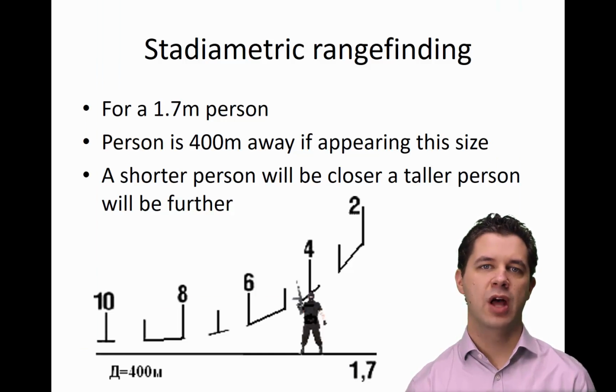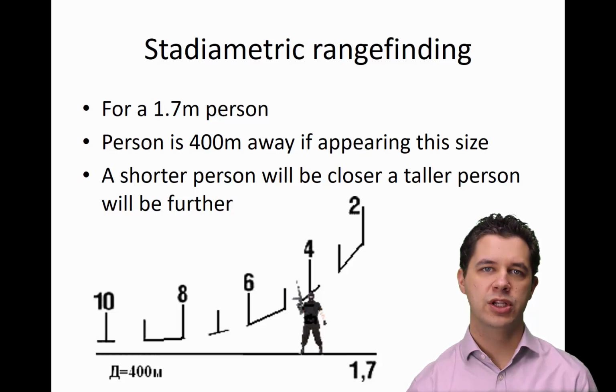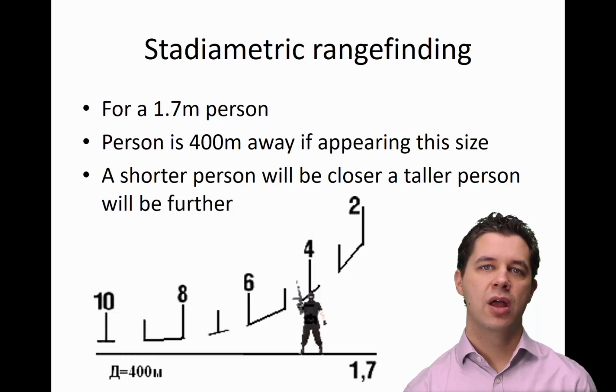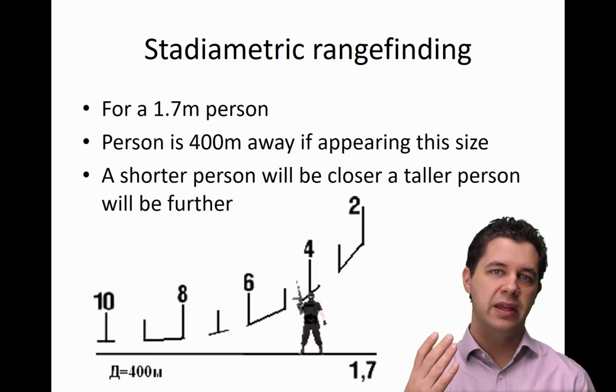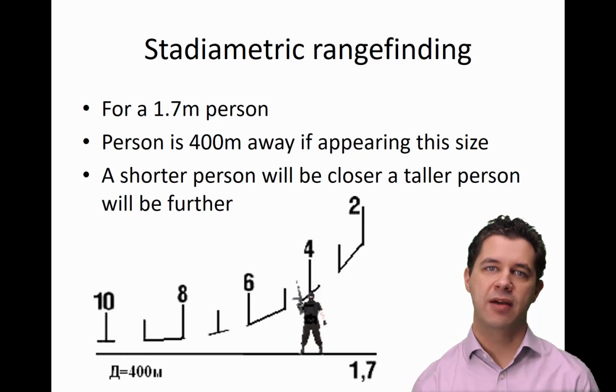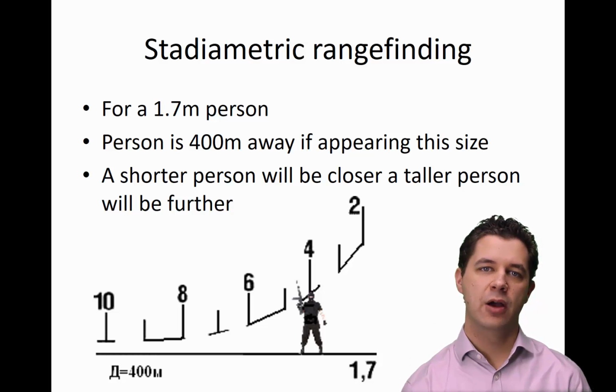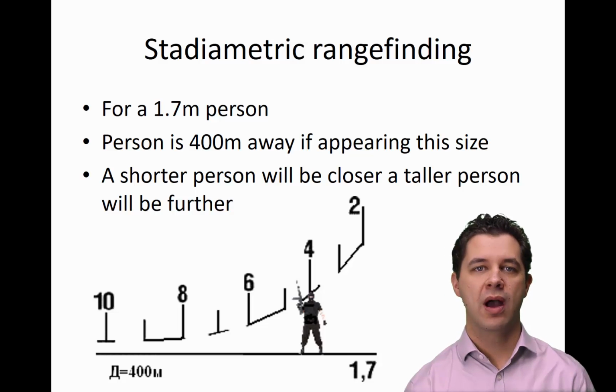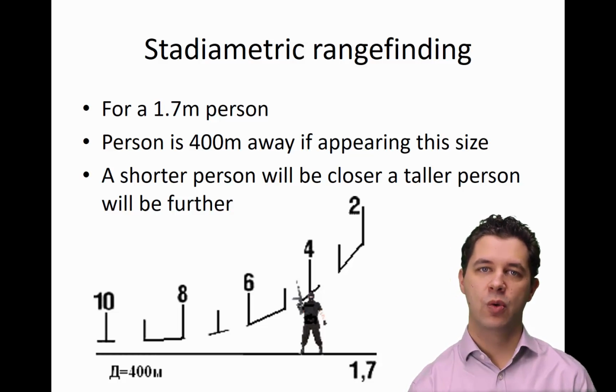So here's how we'd line it up. We'd line this person up. Here they line up fairly well with the 4 mark, which is the 400 meter mark. So if we line them up in that mark, and they are in fact 1.7 meters tall, we'd be fairly accurate in saying they're about 400 meters away. Now if they happen to be 2 meters tall rather than 1.7, well, obviously they're going to be further away than what we're actually estimating them to be at.